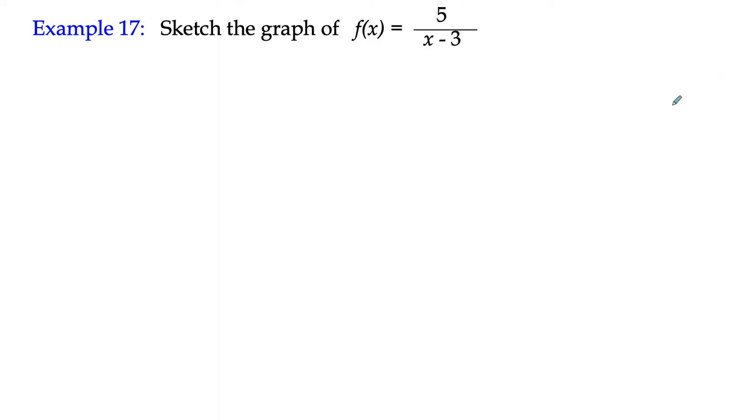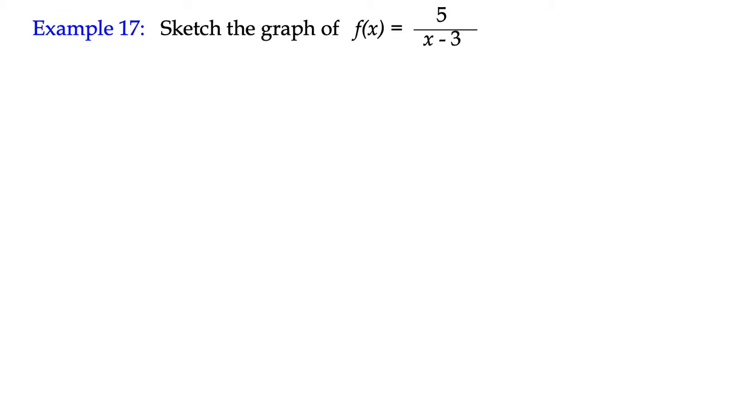Example 17, sketch the graph of f of x equals 5 over x minus 3. Now you might know a little bit about the nature of functions by looking at them. That looks a bit like the function f of x equals 1 over x. We're just playing around with some numbers around it, but we know that 1 over x is a reciprocal function. We started off looking at that right at the beginning of this topic, where we've just got asymptotes on the x and y axes. I've got a hunch it's going to look like that. It's good to have a hunch, but then we need to actually prove or demonstrate that. So let's have a look at the asymptotes first of all.